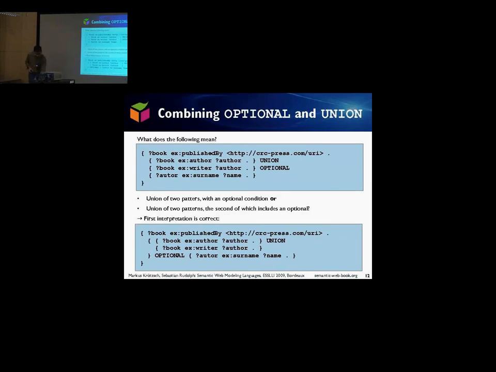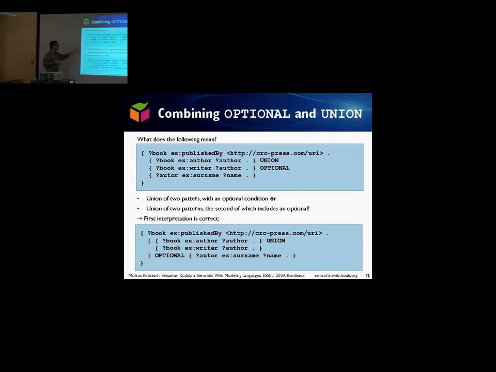In this particular case, where the graph is slightly more complicated than what we have seen till now, here is a triple pattern which we see. There is a book which is published by CRC Press. Then we specify another graph pattern, which is its own independent graph pattern because of the use of these parentheses, that there is a book which has a specific author. I'm doing a union of it with another pattern, which is the book has a writer, who's again an author, because of the use of a different property. And then maybe the information about the author, the last name of the author, is present or it may not be present.